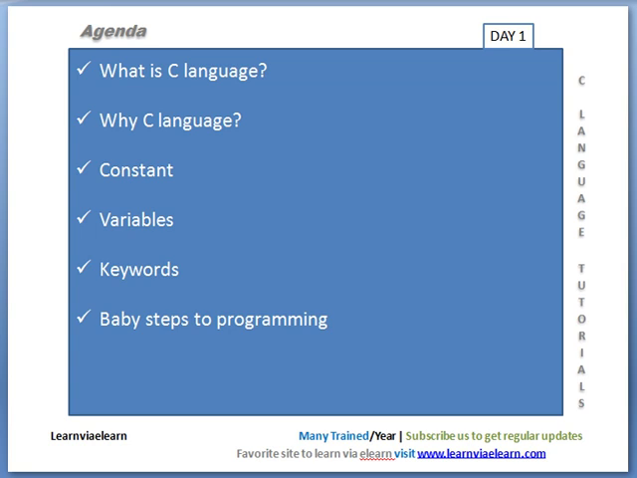So firstly, let's take what is a constant. Okay, these are the terms like constants, variables, keywords. See, these terms we are going to use very frequently and throughout your life for sure. Okay, so what is a constant? A constant is an entity that does not change during the execution of your program.